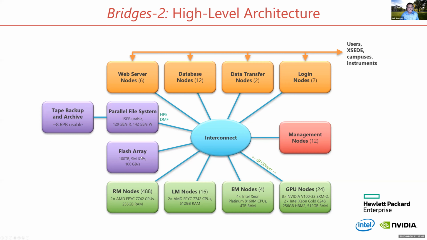There's also this flash array. The numbers here are actually lower bounds. It will have 9 million IOPS, 100 gigabytes per second. The capacity I actually expect to be a lot higher than 100 terabytes. And so then that goes out through high performance networks to campuses, instruments, and so on.